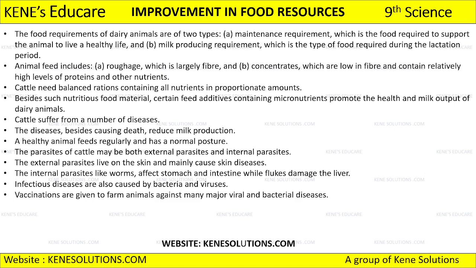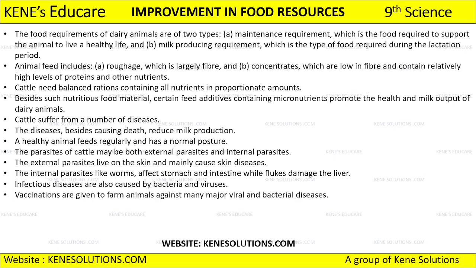Okay, so the parasites of cattle may be both external and internal. External parasites live on the skin and cause skin diseases, whereas internal parasites like worms affect the stomach and intestine, which includes flukes, and these flukes damage the liver. Infectious diseases are also caused by bacteria and viruses.